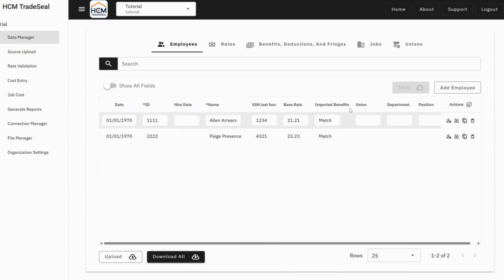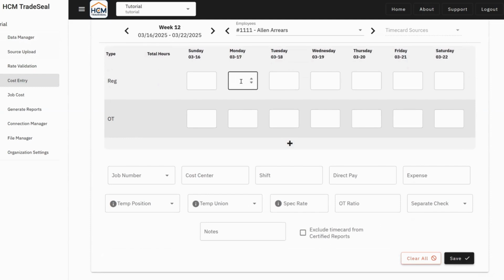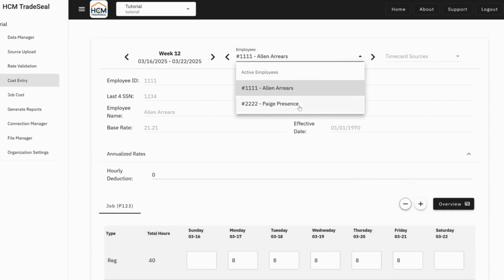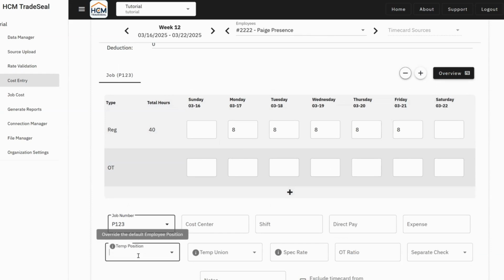So let's take a look at how this would work. Before we can see these calculations in action, we need to give our employees a few hours. Most TradeSeal users would do this with an upload or an API import of hours, but in our example, we're just going to key in the time. So for Alan, let's give Alan a full work week, and we'll have them work on our prevailing wage job, 123. And then we'll also enter in Paige, and similarly, we'll give her a full work week on our prevailing wage job.